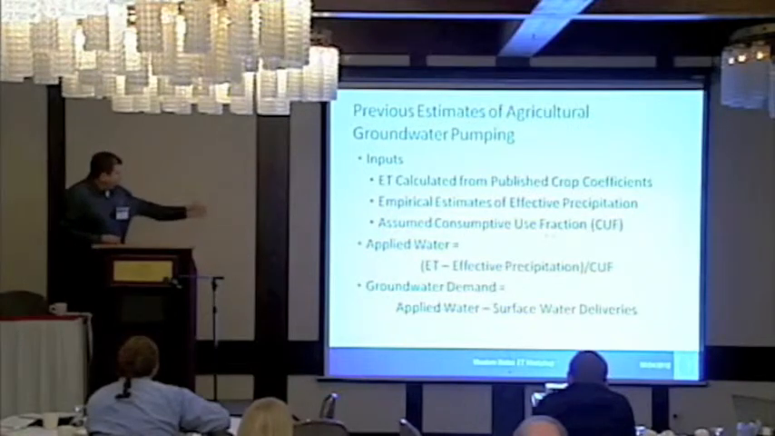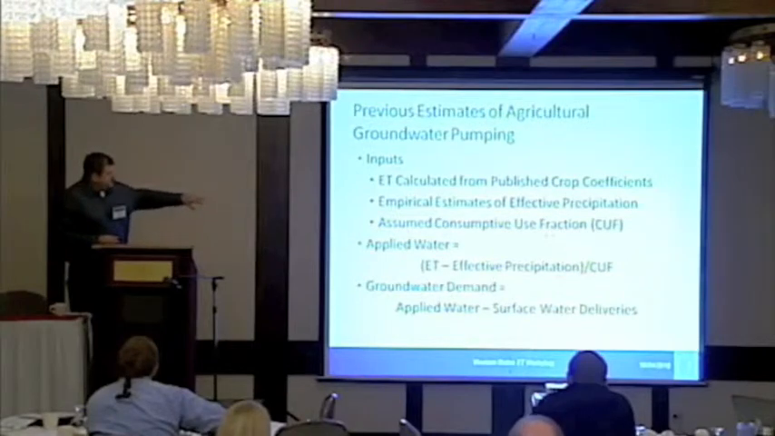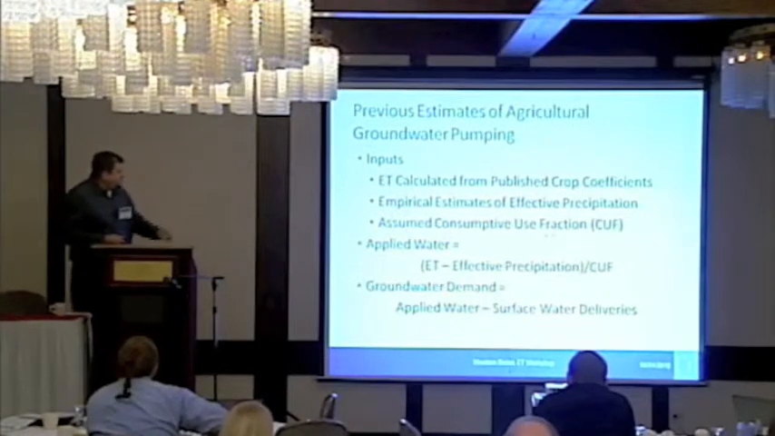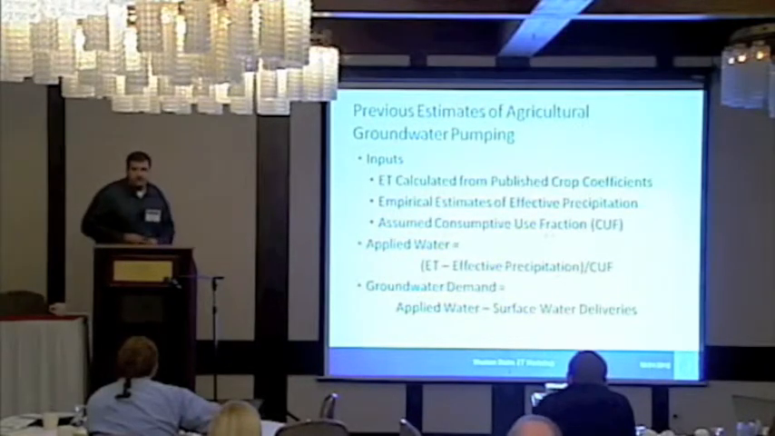These 2 equations just illustrate, in a simple sense, how these inputs are used to estimate total applied water. We have the ET minus the effective precipitation, which is the ET derived from applied water, divided by the consumptive use fraction. And then the groundwater demand is estimated based on the total applied water minus the surface water deliveries available in any given year. And these calculations are done at the hydrologic unit scale.